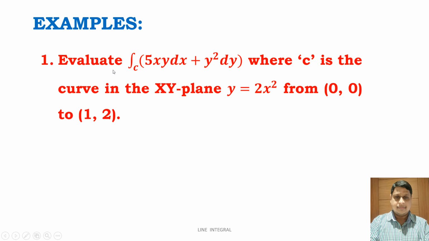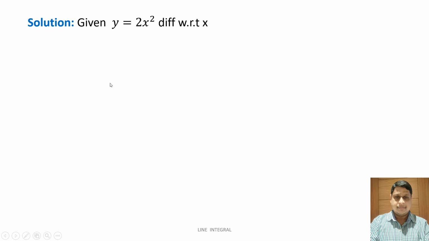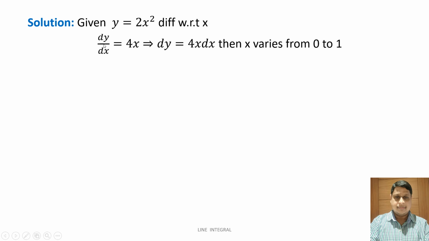First examples. The first problem: evaluate integral over C 5xy dx plus y square dy, where C is the curve in the xy plane, y is equal to 2x square from 0, 0 to 1, 2. In solution, given the curve y is equal to 2x square, differentiate with respect to x, then dy by dx is equal to 2 times 2x, which is 4x. Further, that implies dy is equal to 4x dx. That means I am changing the variable, y to x, therefore the limit changes, that is x varies from 0 to 1.